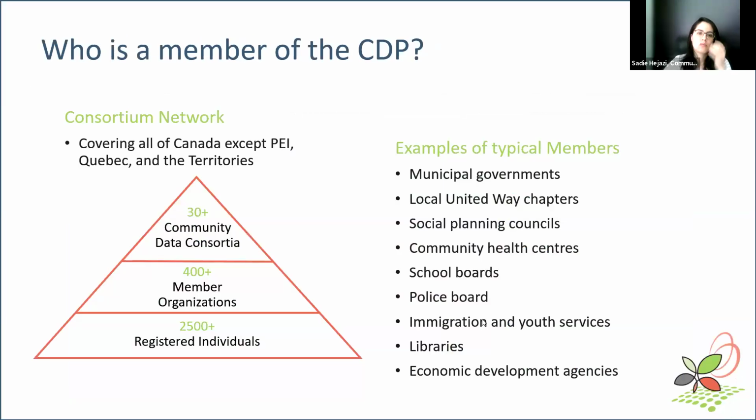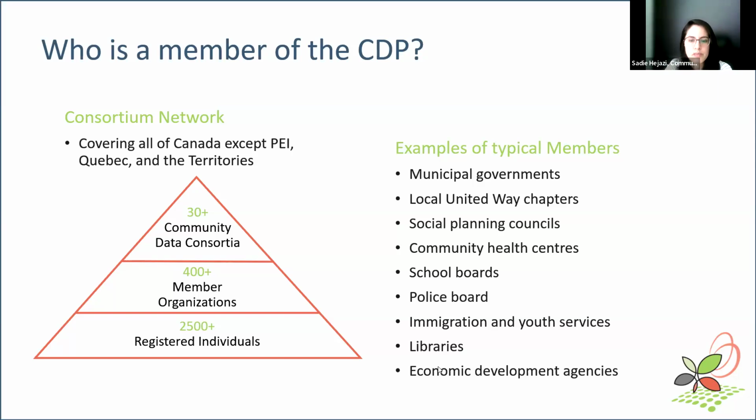And now we'll want to talk a little bit more about the structure of the Community Data Program. So CDP operates as a consortium network and has over 30 consortia. Under these consortia, we have in total more than 400 member organizations, and then those organizations have over 2,500 registered individuals.